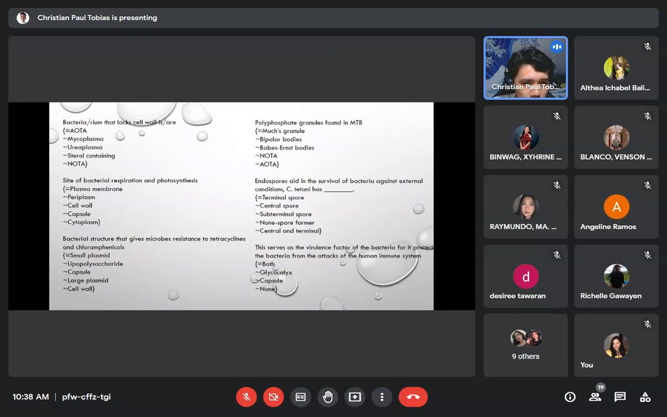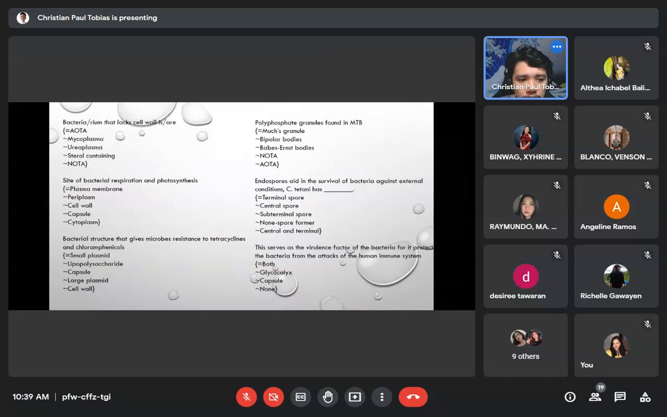A bacterial structure that gives microbe resistance to tetracyclines and chloramphenicol. So, these are your plasmids. May dalawang plasmid, di ba? Small plasmid and large plasmid. Small plasmids gives resistance to tetracyclines and chloramphenicol. Your large plasmid, they give resistance to beta-lactams. Large plasmid production kasi yan ng beta-lactamases. Kung may beta-lactamase, i-cleave niya si beta-lactam, rendering your antibiotic ineffective.